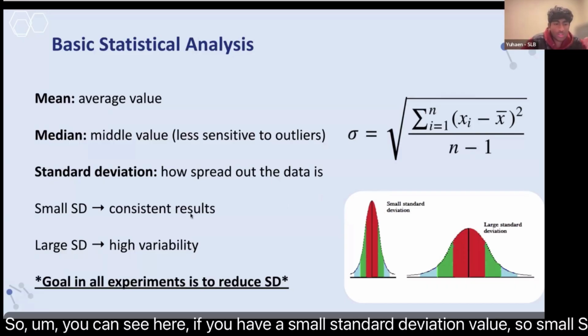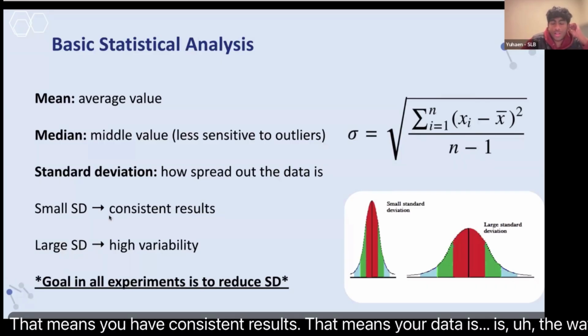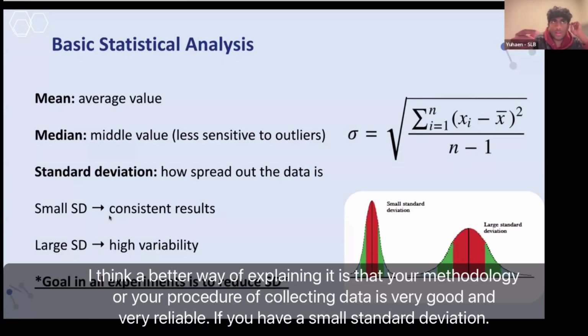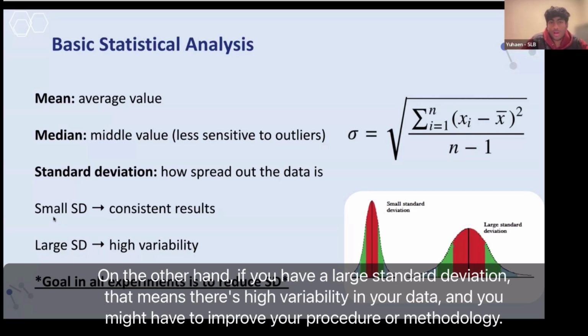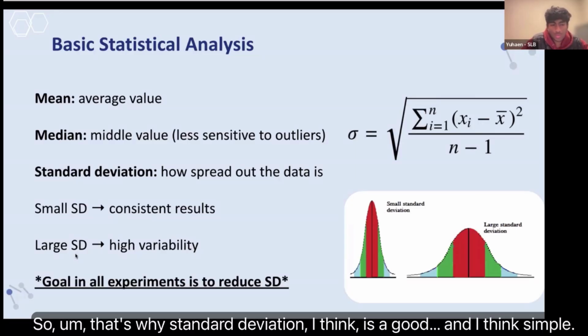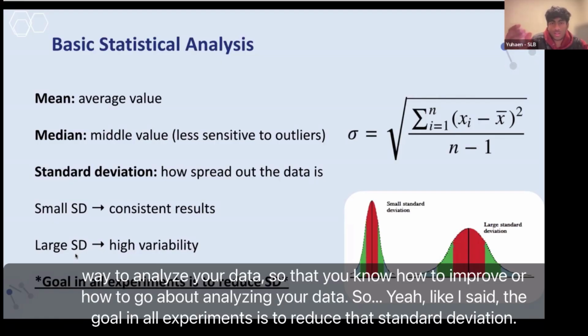You can see here if you have a small standard deviation value, small SD, that means you have consistent results. A better way of explaining it is that your methodology, or your procedure of collecting data, is very good and very reliable. On the other hand, if you have a large standard deviation, that means there's high variability in your data and you might have to improve your procedure or methodology. That's why standard deviation is a good and simple way to analyze your data, so that you know how to improve. Like I said, the goal in all experiments is to reduce that standard deviation.